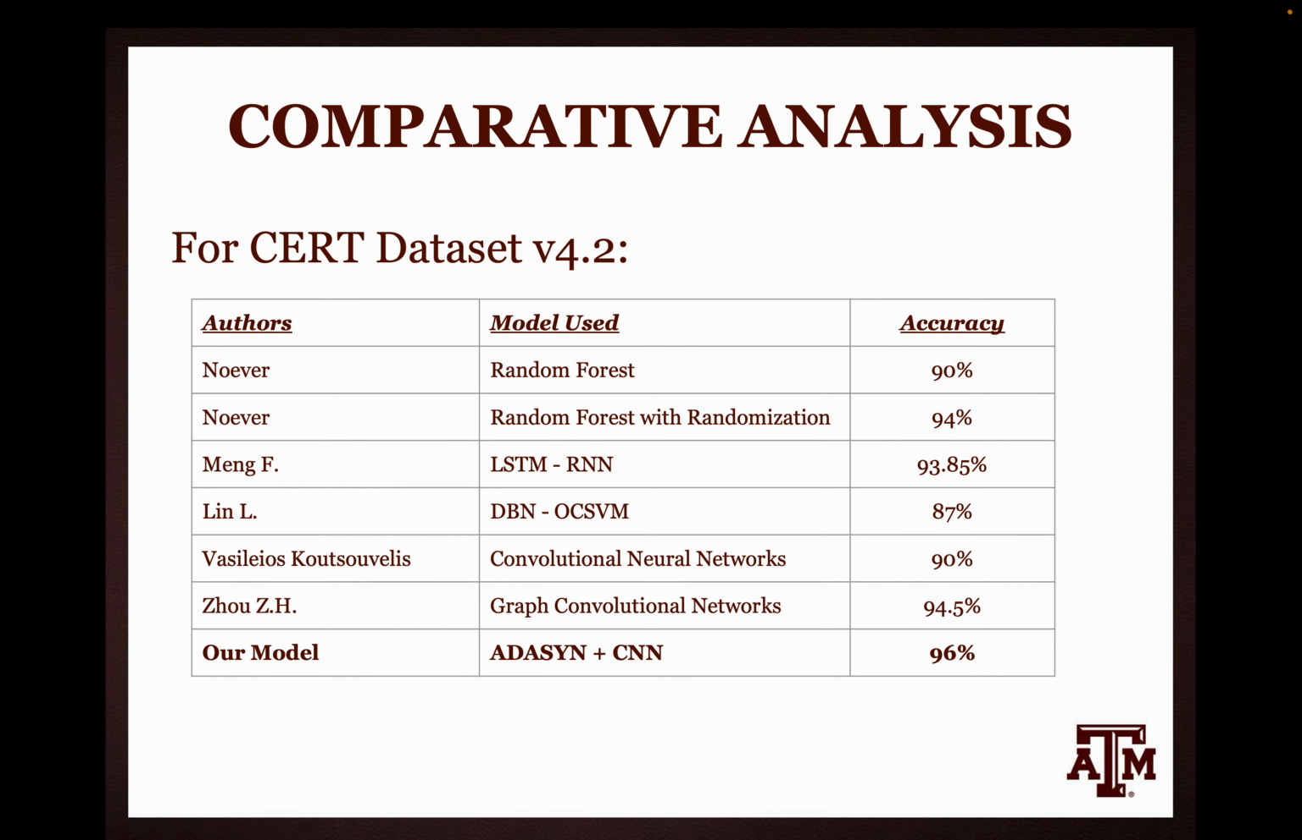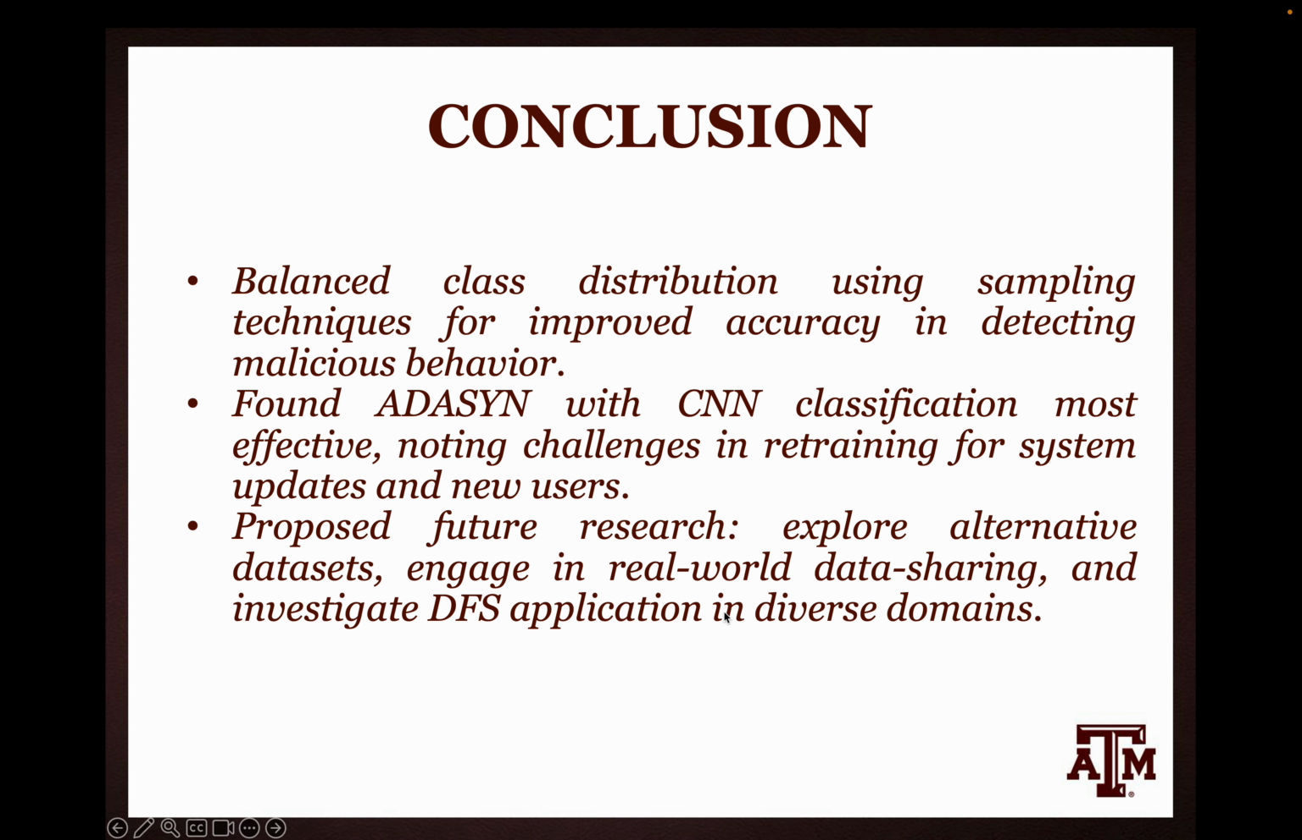For the dataset which we used and the models which I showed previously, we see that our model, which is a combination of the ADASYN sampling technique with a convolution neural network, gave us a highest accuracy of 96%, which is greater than 94.5%, which we got from graph convolution networks. In conclusion, we tackled the class imbalance using 4 techniques, and ADASYN combined with CNN gave us a highest accuracy of 96%. Also note that CNN always attained highest accuracy on every sampling technique, followed by logistic regression and SVC. Furthermore, we would like to explore other datasets in real time and investigate deep feature synthesis in diverse domains.